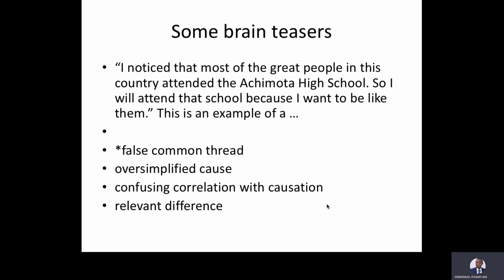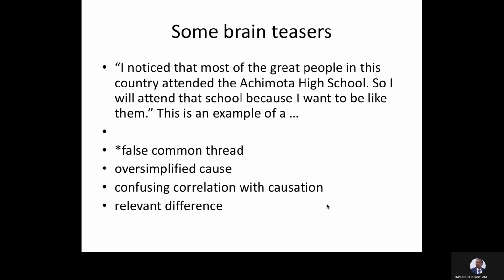Now let's exercise our minds a little bit again. I noticed that most of the great people in this country attended the Achimota High School. So I will attend that school because I want to be like them. This is an example of what? False common thread, oversimplified cause, confusing correlation with causation, relevant difference. So what is it? Obviously, we're looking at what is the factor here? The factor behind being great is attending Achimota High School.